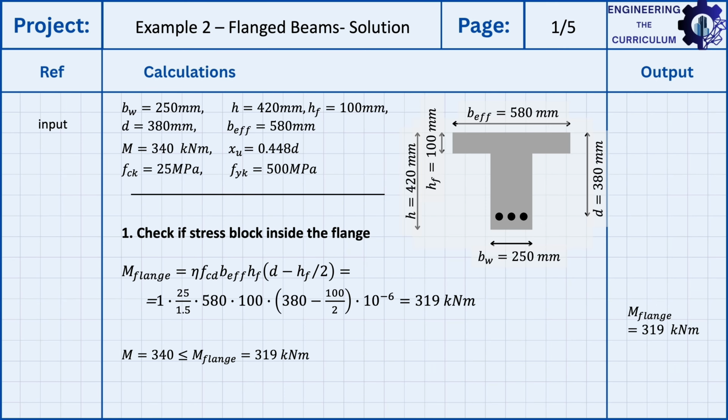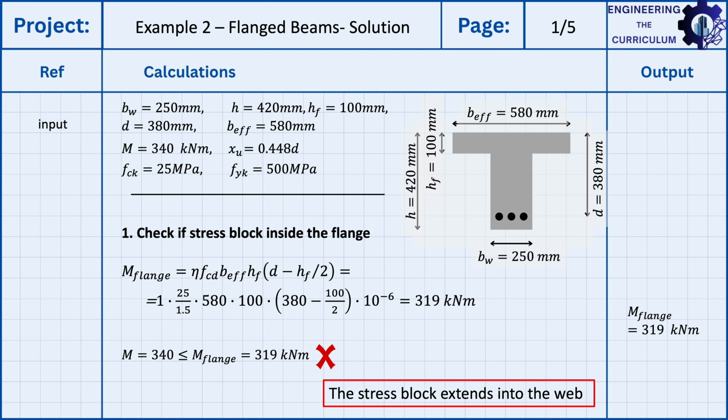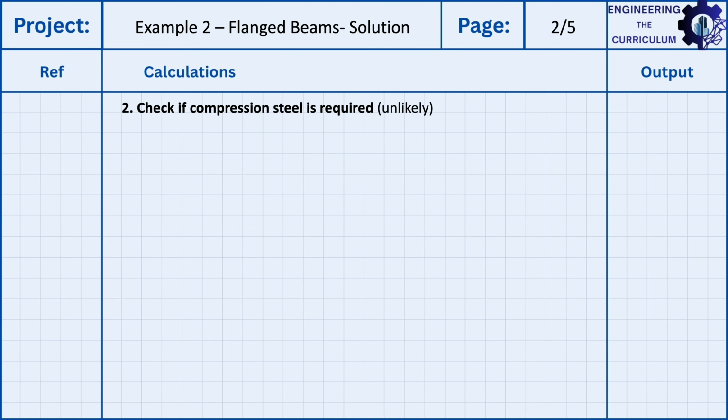kilonewton meters. Now we have a moment acting on this beam of 340 kilonewton meters. We need to check if that moment that is acting on the beam is smaller than the moment that the flange can carry. Now, unfortunately, in this case, it isn't, and that means that the stress block extends into the web. So we've just found that the stress block extends into the web. Now we want to check if compression steel is required. Now this is unlikely, but we still need to check.